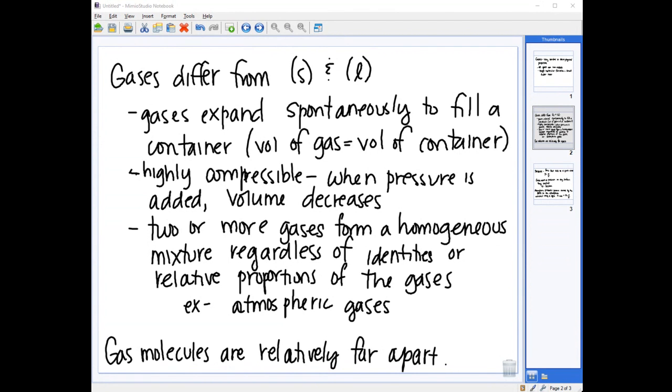With our gas molecules being so far apart, each molecule kind of acts on its own. And that's why different gases can be relatively the same, because the gas molecules have very little interaction with one another unless we force them to. So unless we put them in a situation where they are forced closer together, like we increase the pressure, for instance, or decrease the volume, then the gas molecules have very little interaction with one another.